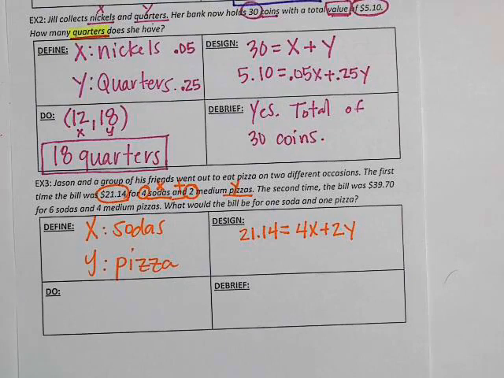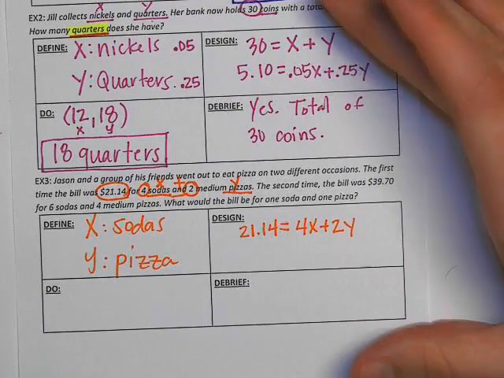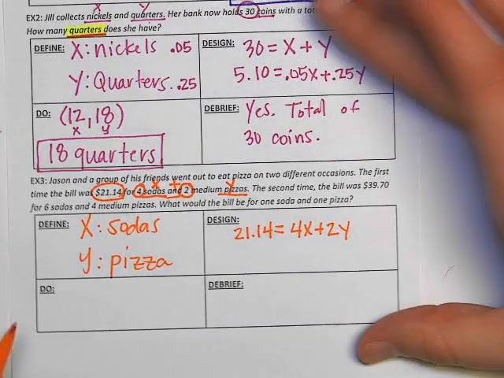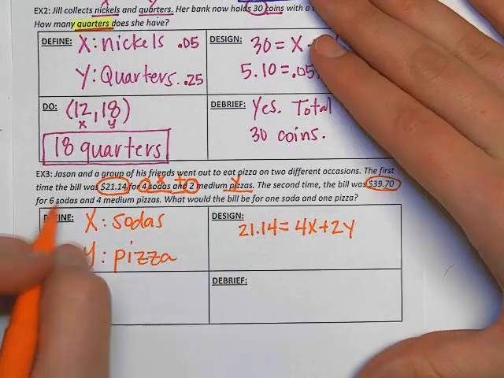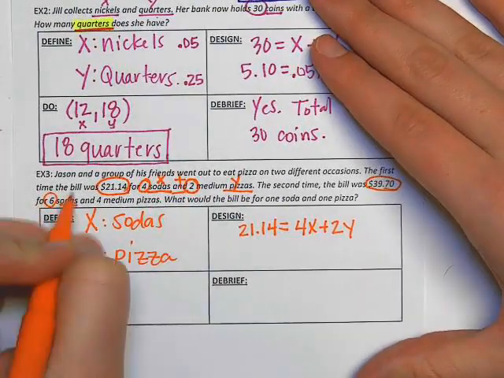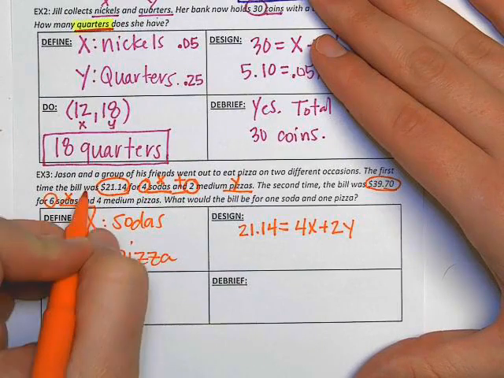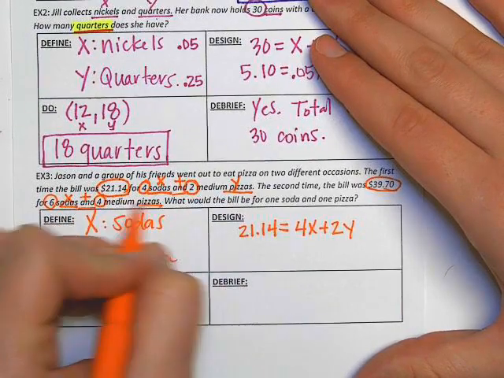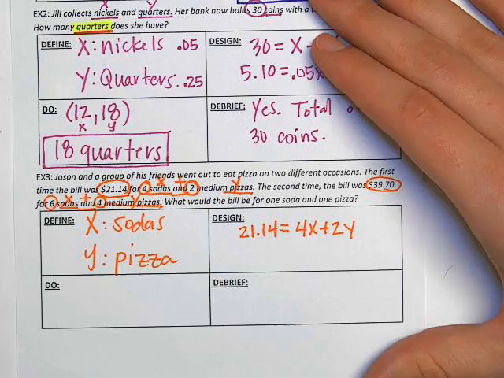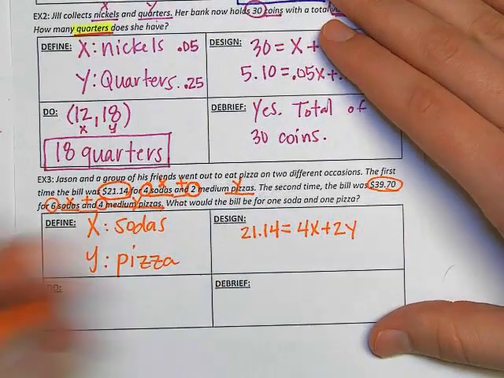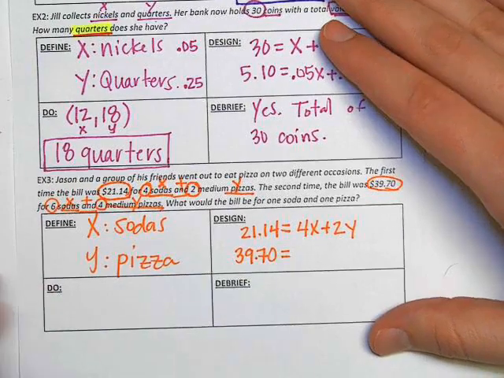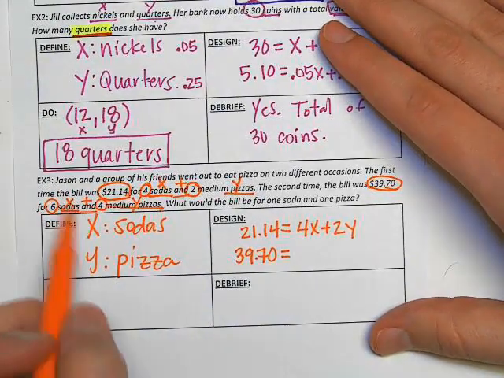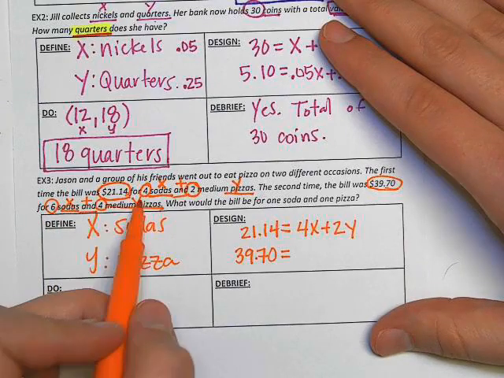Okay, the second time, the bill was $39.70 for 6 sodas and 4 medium pizzas. So what's important? The total amount of money. What else? The 6. Soda stands for x, and means plus, 4, and pizzas is y. Do I have a total? Yes. It is 39.70 equals. Then I write it exactly how it looks: 6x plus 4y.